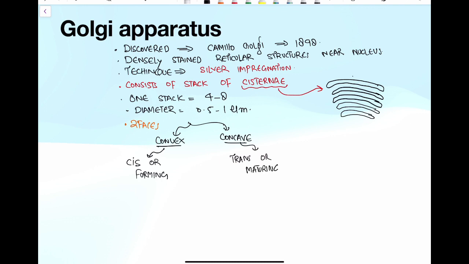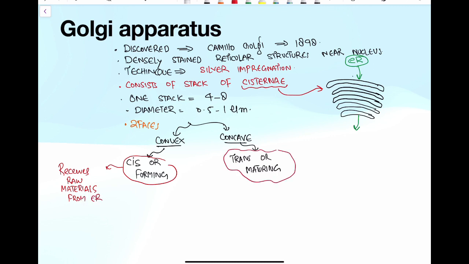There is a difference in these two faces. Golgi apparatus receives the raw materials from endoplasmic reticulum via this convex face, and then the matured materials are released through the trans or concave or maturing face. Okay, so what is the function of cis or forming face? It receives raw materials from ER. And what is the function of trans or maturing face? It delivers processed materials to their target sites. Okay, this is the important thing that you must always remember.